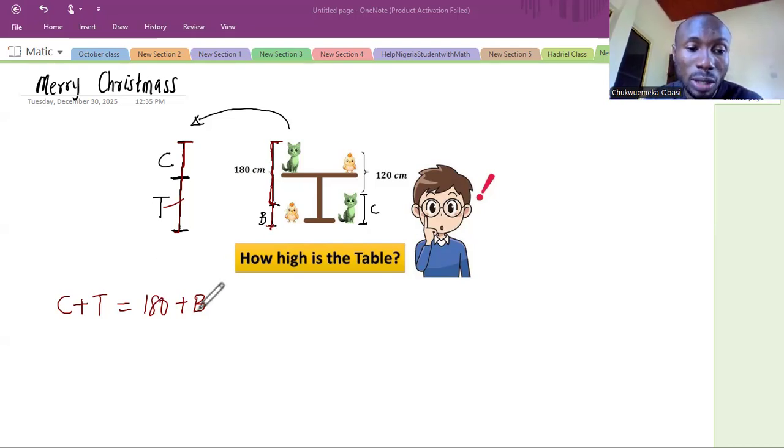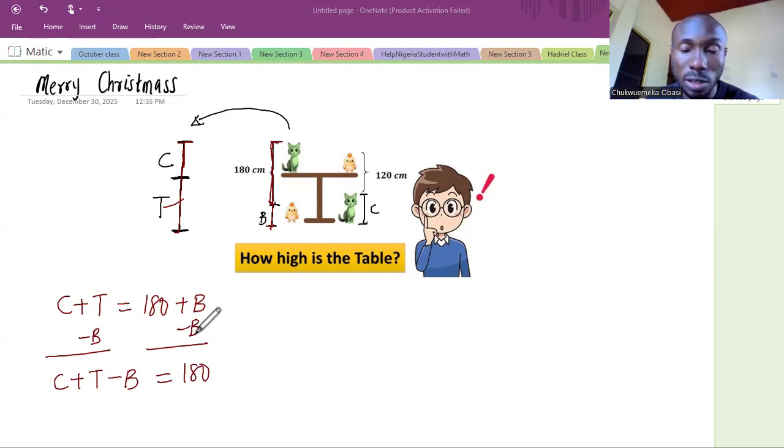Perfect. So I'd like to take the variable to the other side. So I'll subtract B from both sides of the equation. And that will be C plus T minus B, and that is equal to 180. Of course, B minus B is 0. So let's call this equation 1. Perfect. We're going to do the same thing on the other side of the table and get another equation, and then we solve and find the height of the table.